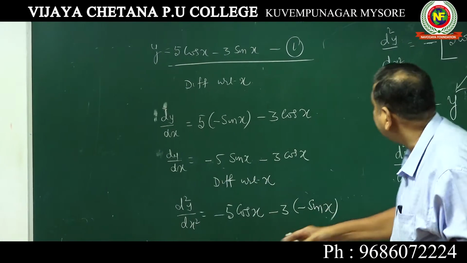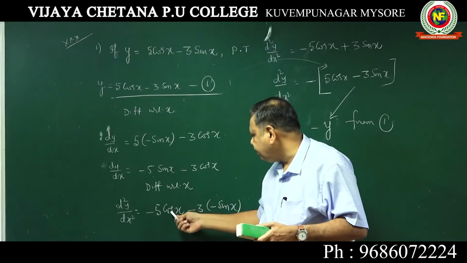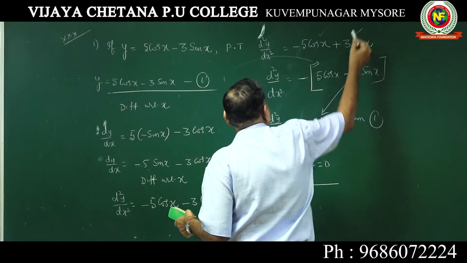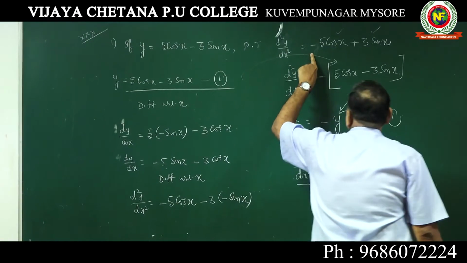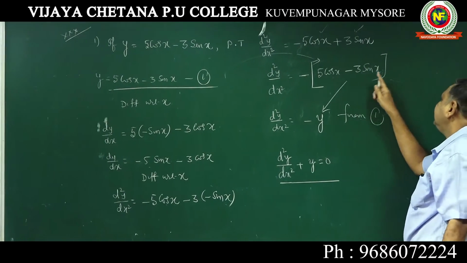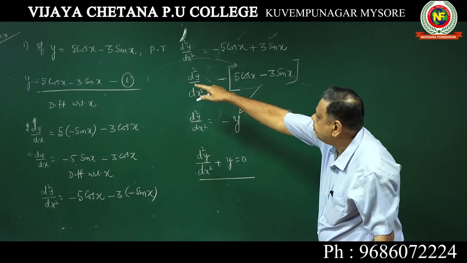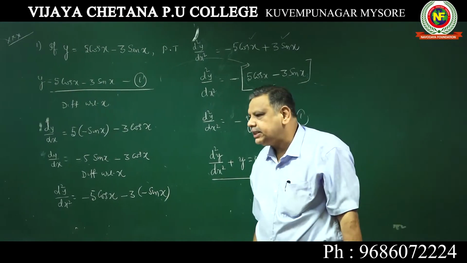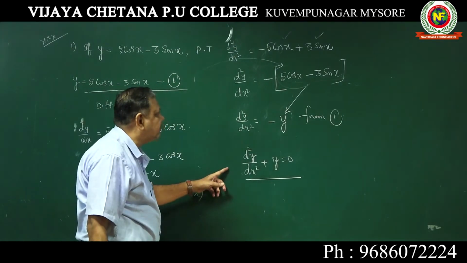Further differentiate, because you want d square y over dx square in the problem. When you differentiate, it is minus 5 cos x minus 3 into minus sin x, or minus 5 cos x plus 3 sin x. Here is an important step: you should take the minus outside. When you remove the minus outside, you will get 5 cos x minus 3 sin x, which is nothing but y from equation number 1. So it is minus y. Shift this y that side, so the answer will form on its own: d square y over dx square plus y is equal to 0.